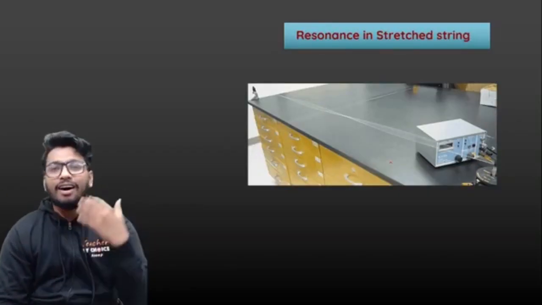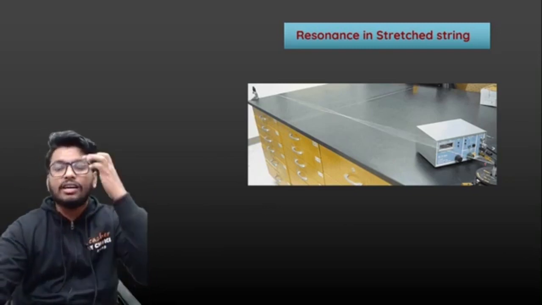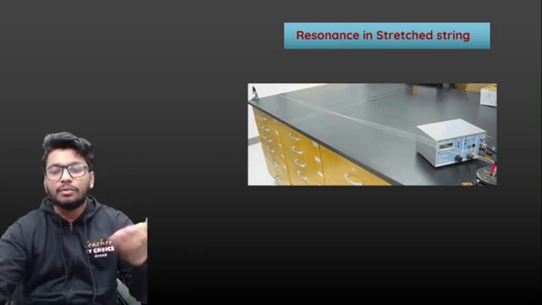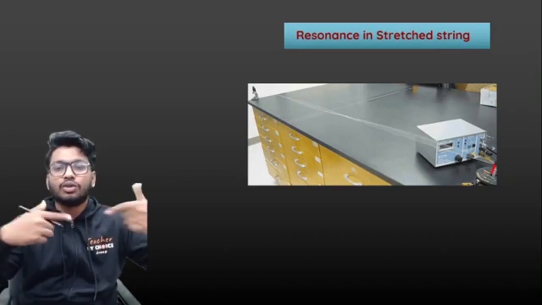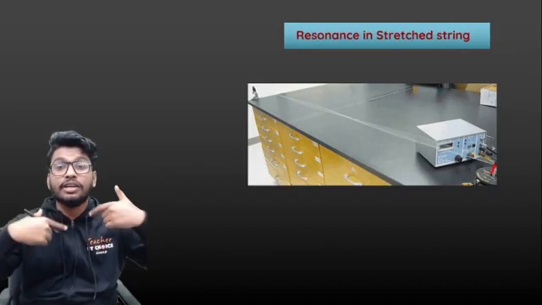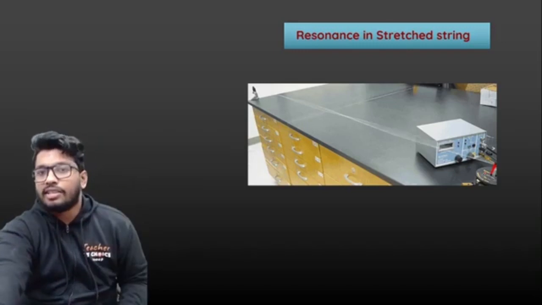In the case of a string also, you can actually experience that. So you see this over here, when the frequency of this vibrating body becomes equal to the natural frequency of the string, the amplitude of the vibration increases. You can see that it increases suddenly. This is also another example of resonance.